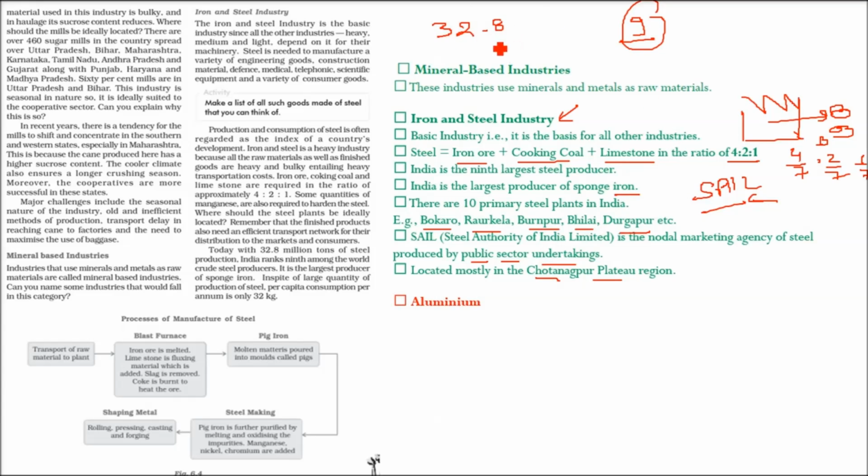So today we have around 32.8 million tons of steel production and we rank 9th. And despite this large quantity of production, per capita consumption per annum is only 32 kg. This is an alarming situation, but this might have changed. You have to see what the present scenario is.